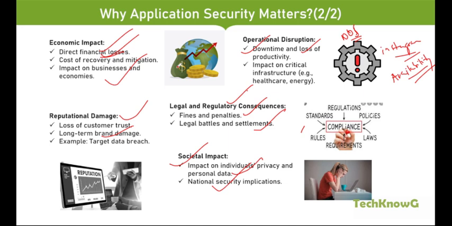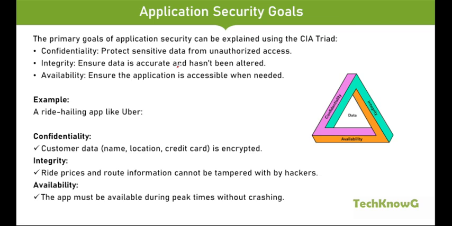Okay, so moving on to the next slide. What are the goals of application security? I highlighted this yesterday, right? The primary goals of application security can be explained using the CIA Triad. Basically these are the three pillars, or the three goals, of the application. Means the application needs to be confidential, the application needs to have integrity, and the application needs to be available.